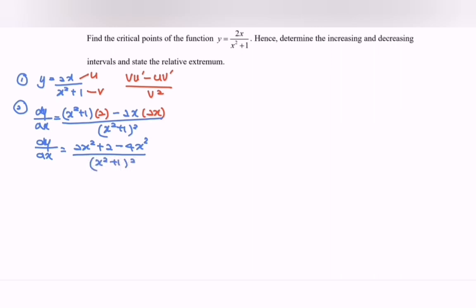Now let's simplify the situation. So we will have (2 minus 2x squared) over (x squared plus 1) squared. So here we have the first derivative.